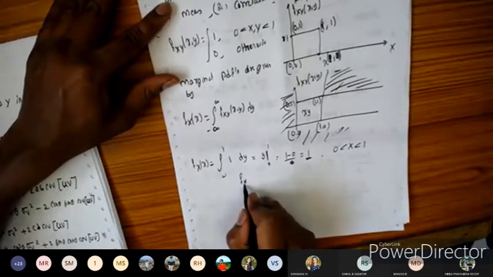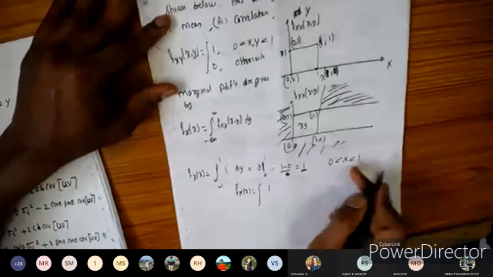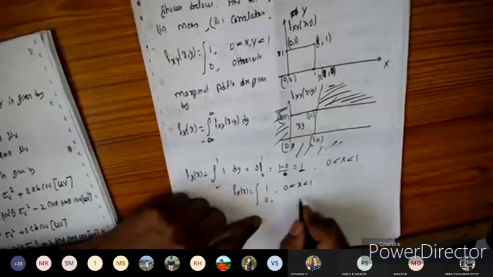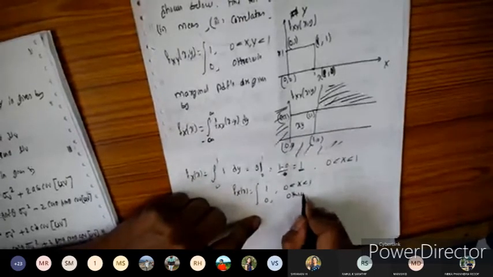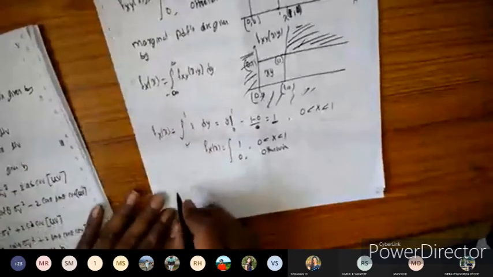Just I'm going to rewrite here. fx of x will be equal to 1. Why is this? Because it has been defined within this limit only, so 0 is less than x is less than 1, and 0 otherwise.